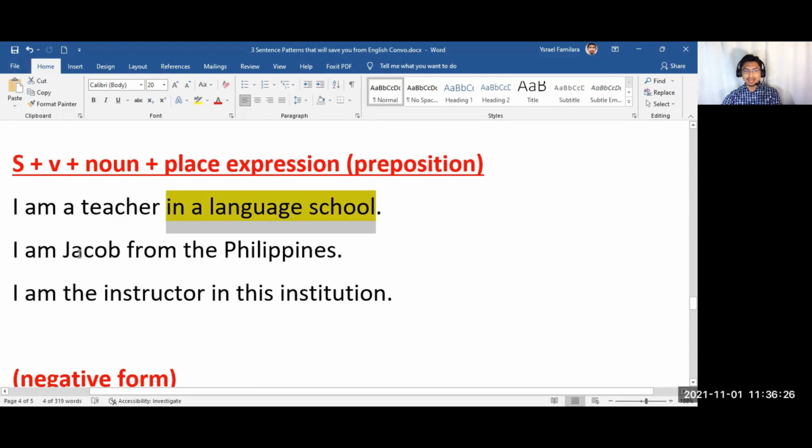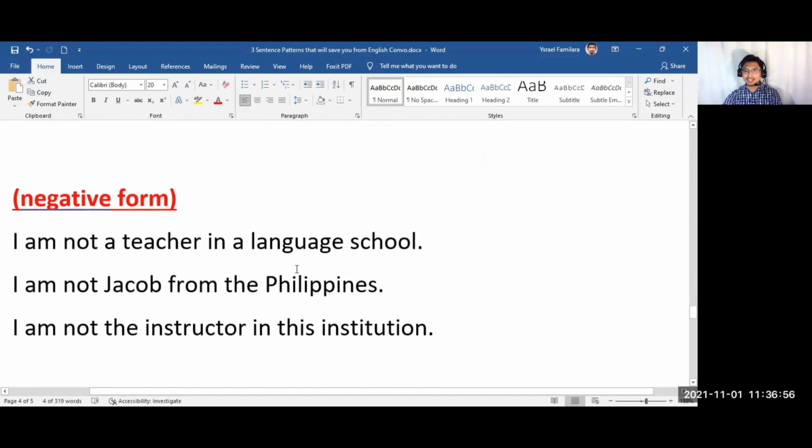I am Jacob. I am Jacob from the Philippines. So if you're introducing yourself and you want to include also where you're from, you can say I'm your name plus your country. Okay. And if you want to tell more about yourself or your job, then you can say I am the instructor in this institution. Or then say your job. I am the blank, your job in this office, company, or place. All right. So as you can see, this also has a negative form. So same rule applies. I think that is clear so far.